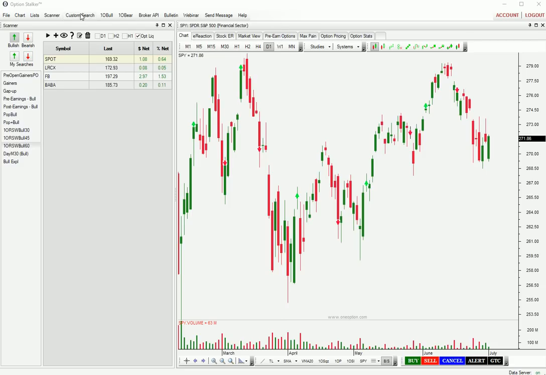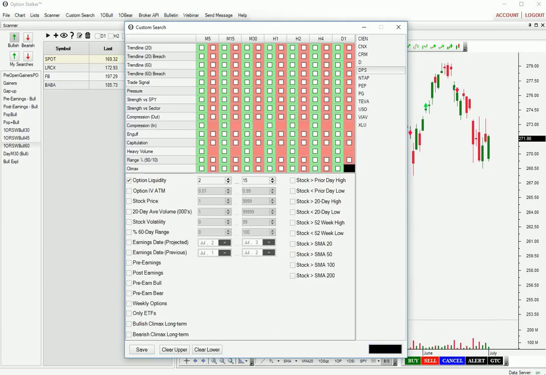I'm going to click on Custom Search and you'll see a pop-up window that comes up. I'm going to clear the upper, I'm going to clear the lower so we can start from scratch. Earnings season is coming up. I'm going to go in. We rate options based on their liquidity. I'm going to use a rating between 2 and 15. These will be very liquid options to trade.